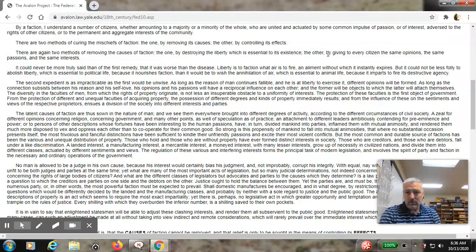They don't want to give every citizen the same opinions, the same passions, and the same interests. That was the way that the ancient Greek polis, Athens, Sparta, Corinth, and so on, tried to do it, but those were small entities. A polis is a city of maybe 10,000 citizens. There may have been a lot more people around, but they weren't citizens. They didn't get to participate in government.